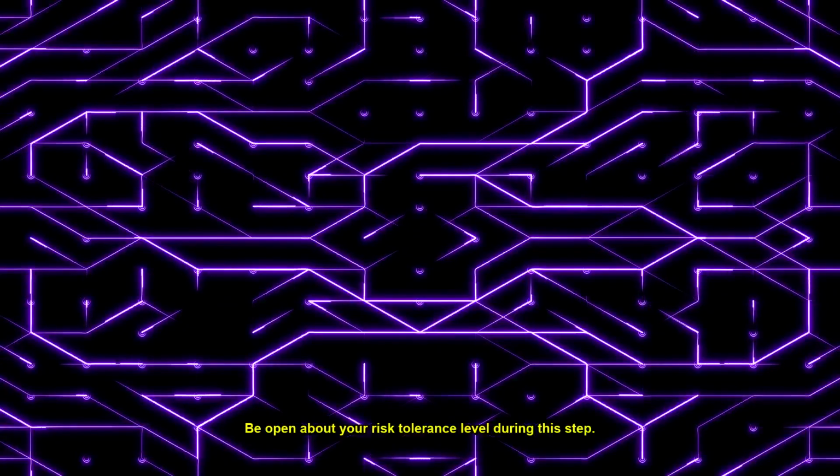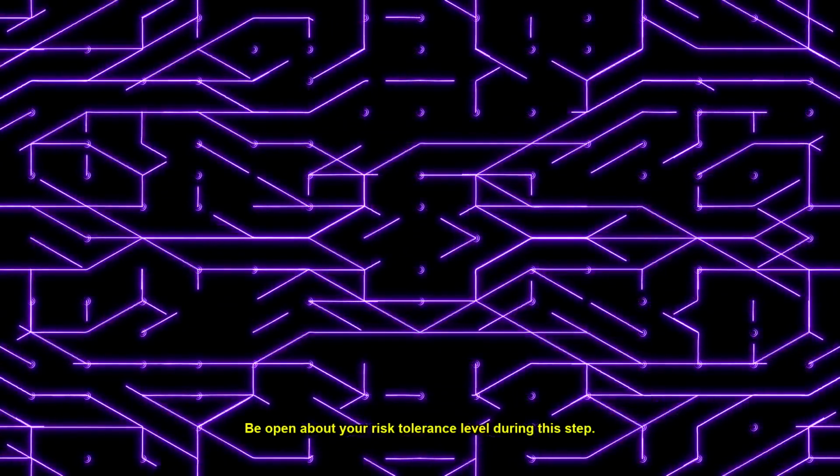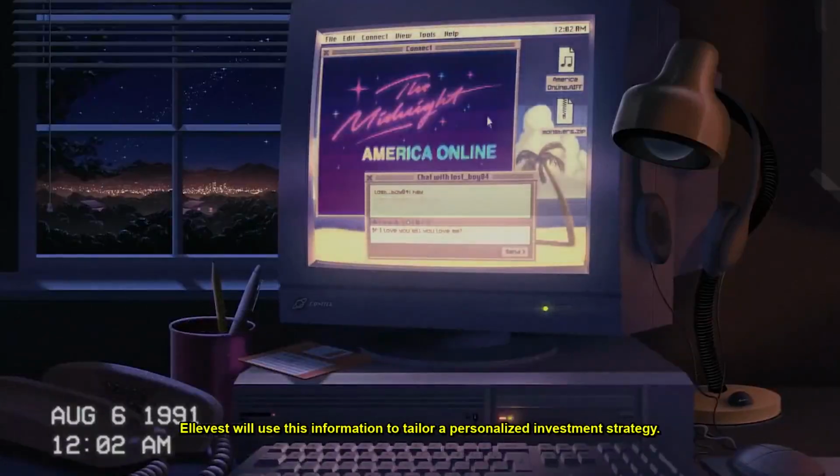Be open about your risk tolerance level during this step. Ellevest will use this information to tailor a personalized investment strategy. Once you've submitted your responses, review the suggested investment plan. Take the time to understand the asset allocation recommended for your goals.